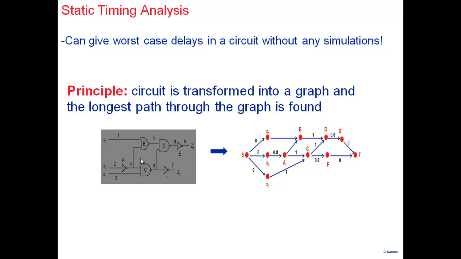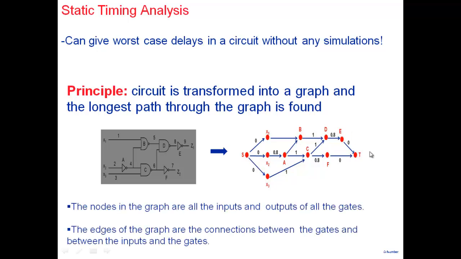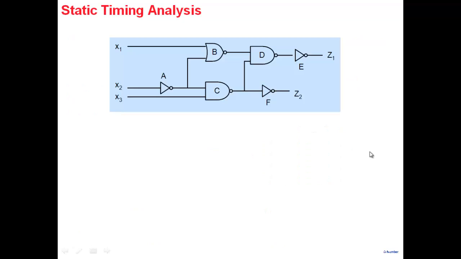Here is the circuit. We'll do it systematically. We transform it into a path like this, a path from some source node to a terminal node. And then the problem is more of mathematics as to how to find the longest path in the particular circuit here. So how do I find that out? Let's do that here.